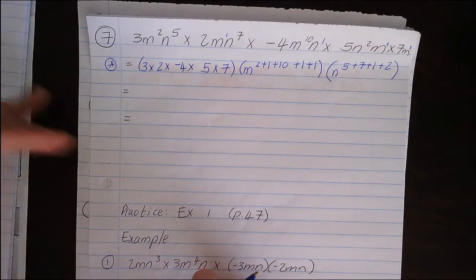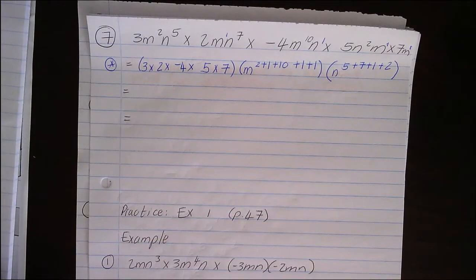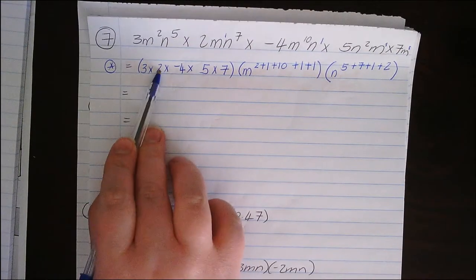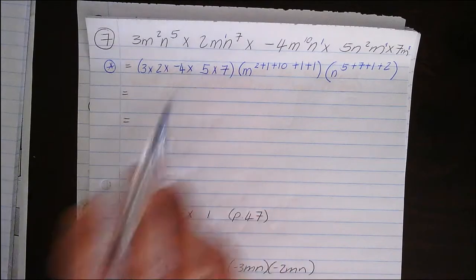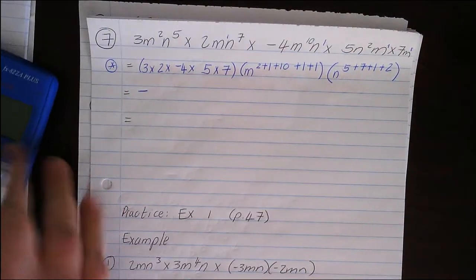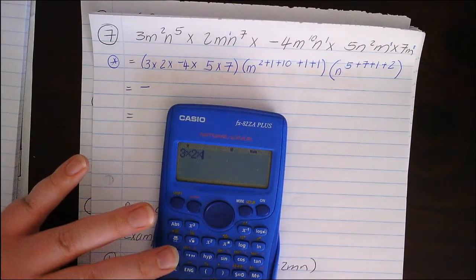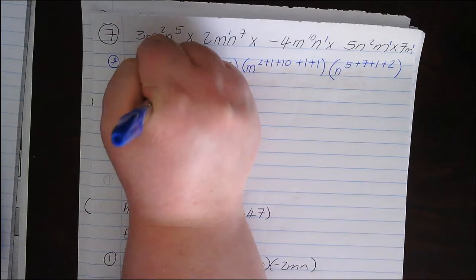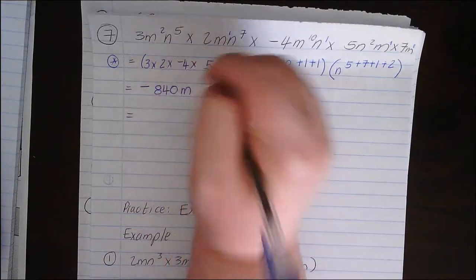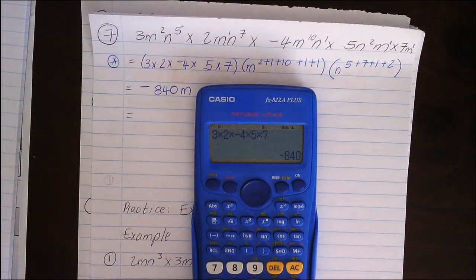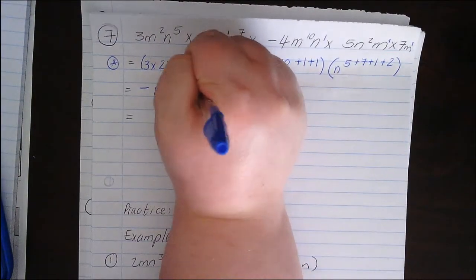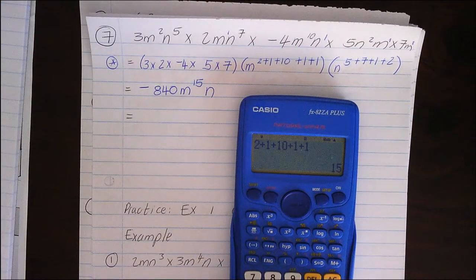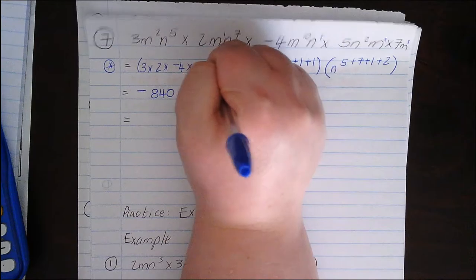Then we have n to the power 5 plus 7 plus that invisible 1 plus that 2, and there's no n over there. Okay, so let's use our calculator to work this out, but let me help you predict over here. We have a positive times a positive times a negative times a positive times a positive. That's going to give me a negative answer. And you type in 3 times 2 times negative 4 times 5 times 7. That's going to give you negative 840. Then for the m's, we add our exponents. 2 plus 1 plus 10 plus 1 plus 1. That's going to give me 15. And for the n, again, we add our exponents. 5 plus 7 plus 1 plus 2. That's going to give me 15 as well.